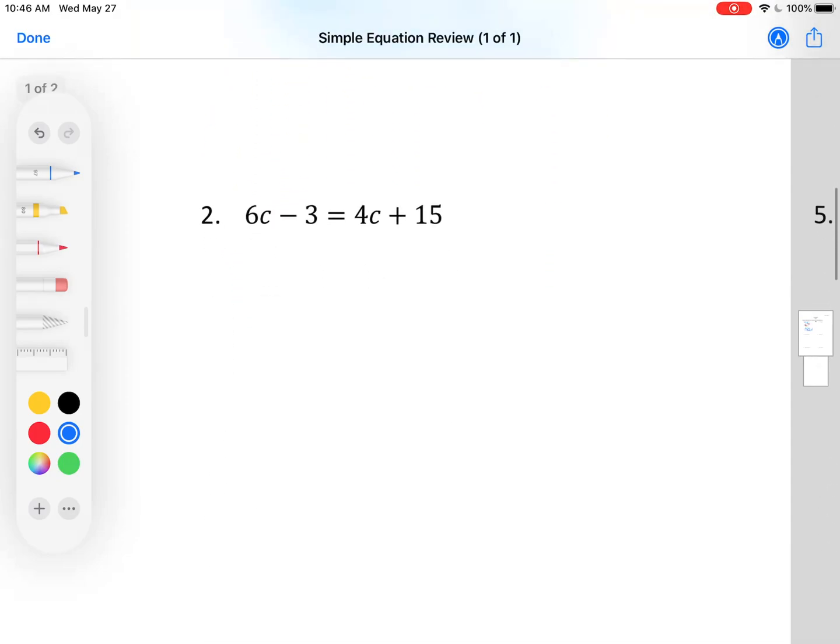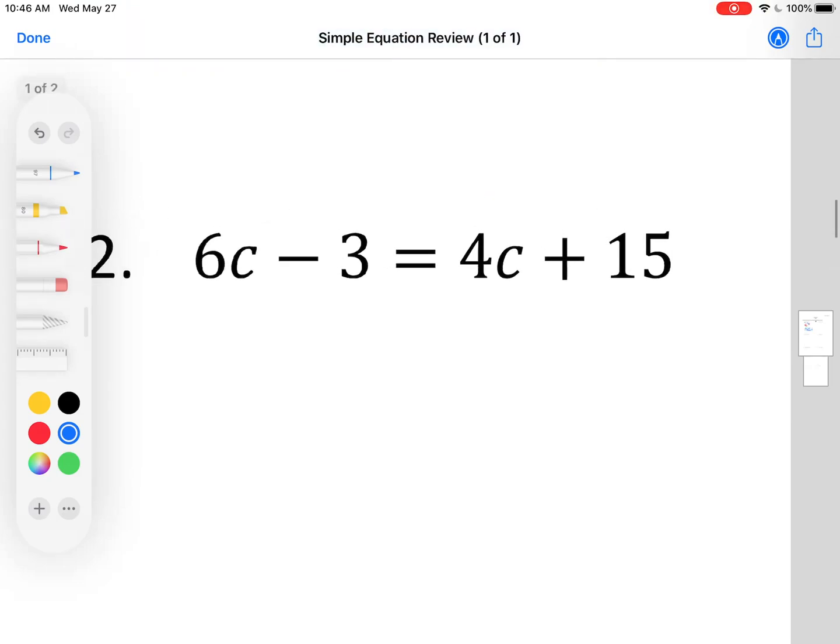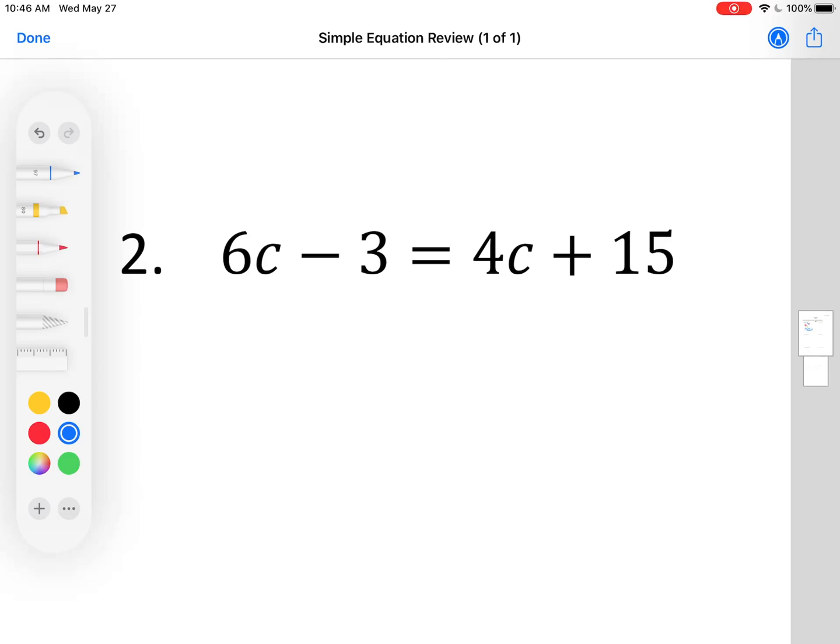Number 2 on this paper. Okay, so what's different about this? Not very much. It still has 4 terms. 1, 2, 3, 4. Still has variables on both sides of the equal sign. The only difference is this term is negative. So let's get rid of that first.